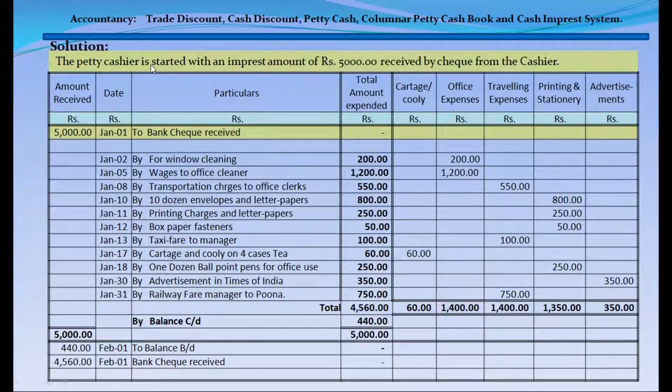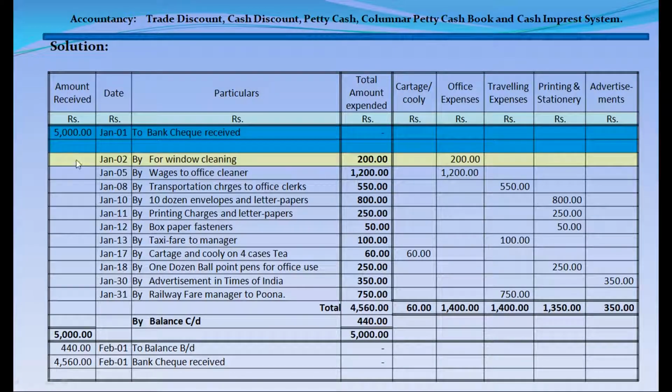Solution. The petty cashier is started with an imprest amount of rupees 5,000 received by check from the cashier. So this is the initial amount received by the petty cashier for his petty cash maintenance. So he has to record in the columnar petty cash book on January 1, to bank check received, in the amount received column 5,000. January 2, he spent for window cleaning 200 rupees. So he has to record it in the office expenses column.